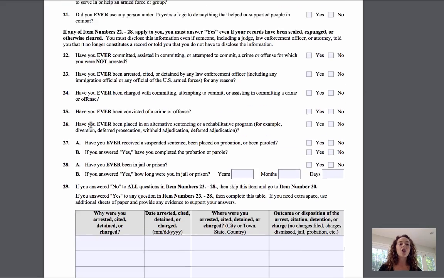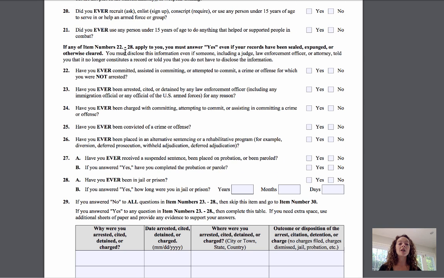All right, now let me see some other questions down here. Okay, down here in the item numbers 22 to 28. If any of the item numbers 22 through 28 apply to you, you must answer yes, even if your records have been sealed, expunged, or otherwise cleared. You must disclose this information even if someone, including a judge, law enforcement officer, or attorney, told you that it no longer constitutes a record or told you that you do not have to disclose the information.